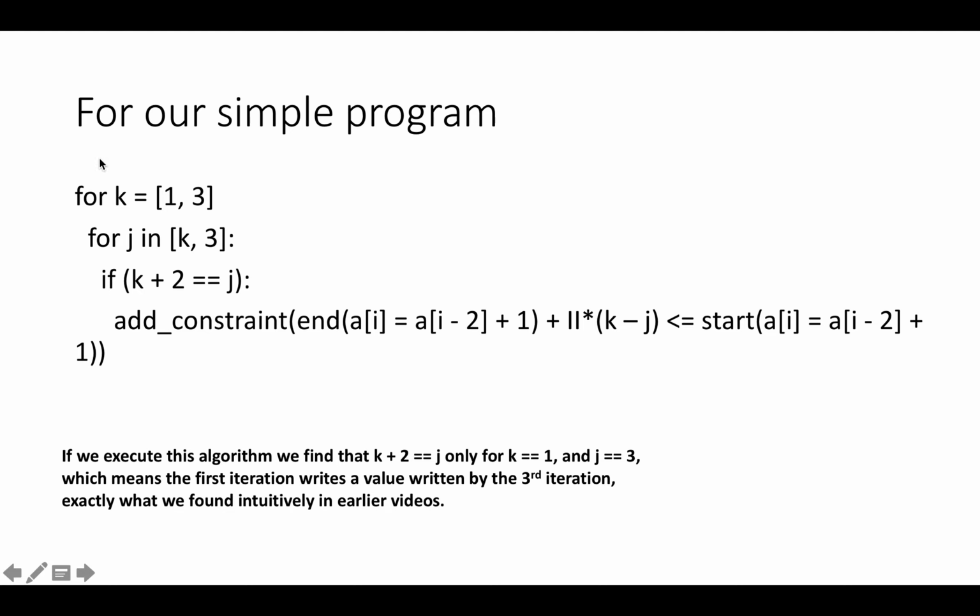So if we execute this algorithm manually, what we're going to find is that k plus 2 equals j only when k equals 1 and j equals 3. And what that means is that the first iteration of the loop, k equals 1, writes a value read by the third iteration. And that's exactly what we found intuitively in earlier videos, right? So basically there's a dependence between the first iteration, where i equals 2, and the third iteration, where i equals 4.